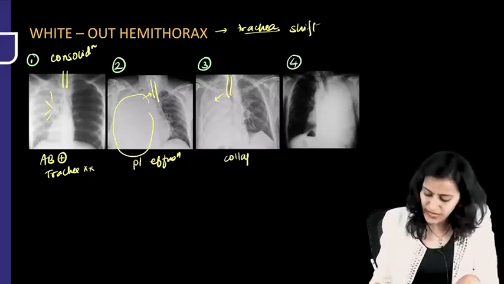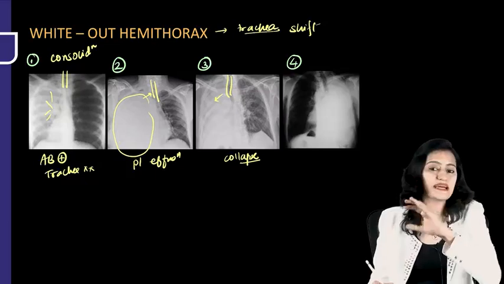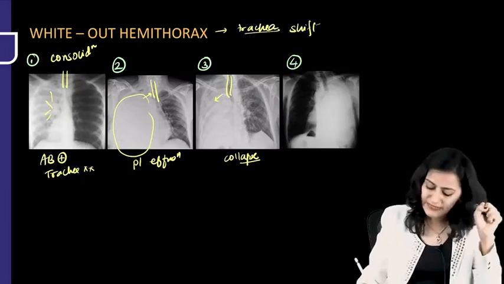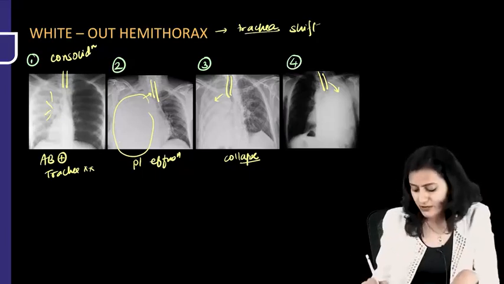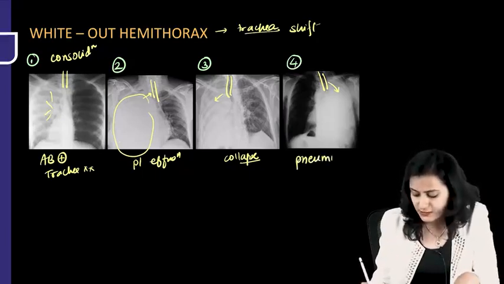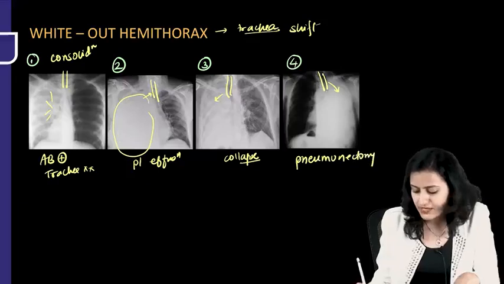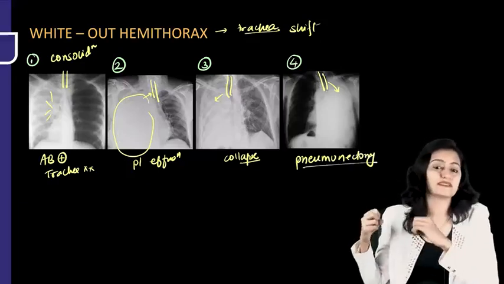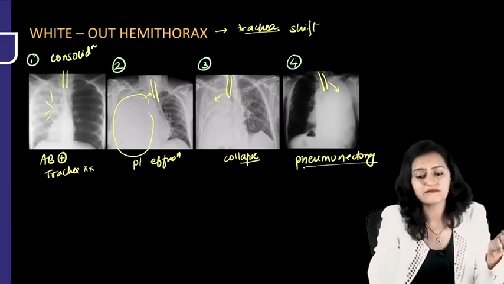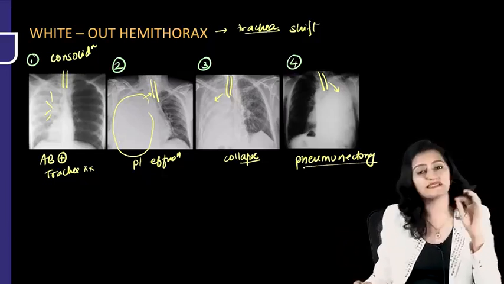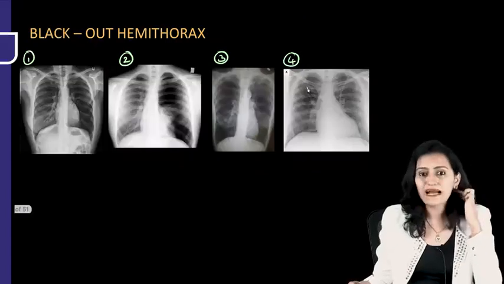This one is collapse. So collapse causes volume loss and pulls the trachea to the same side. Similarly, here also we see the trachea is shifted to the same side of the whiteout hemithorax. Another cause similar to collapse is pneumonectomy, that is lung removal surgery. So the lung is removed, the air is removed, and so even pneumonectomy gives the whiteout hemithorax with the same sided shift.